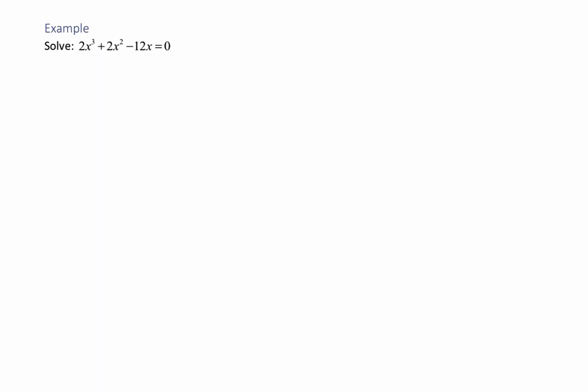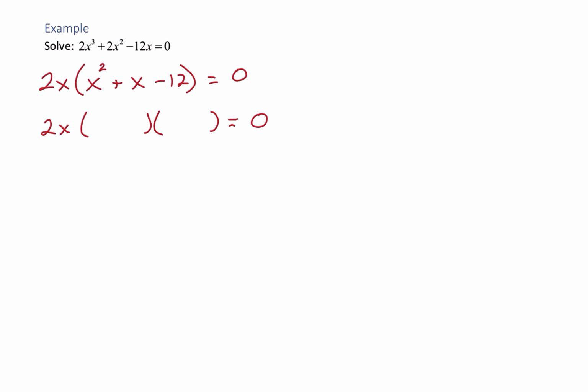In this example, notice that all three terms have a common factor of 2x. So we'll start by pulling out that greatest common factor, 2x. That will leave us with x squared plus x minus 12. From here, we can factor the quadratic. We're looking for two numbers whose product is -12 and whose sum is 1. That will be positive 4 and negative 3.